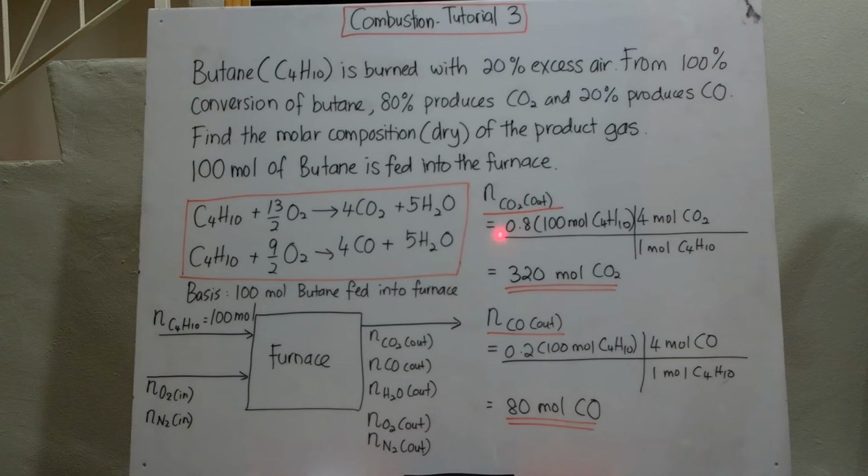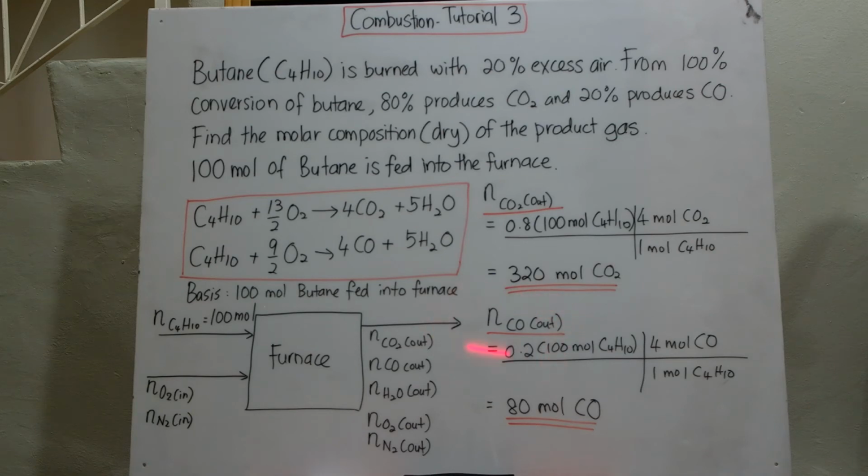CO2 out will be 0.8 times 100 mole of C4H10, and then we multiply by the ratio of CO2 produced to the butane fed into the process. So we obtain CO2 out equivalent to 320 mole of CO2. So this is our product, CO2 equivalent to 320 mole.